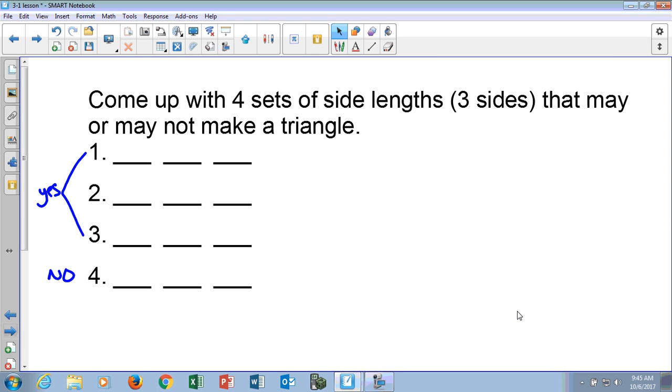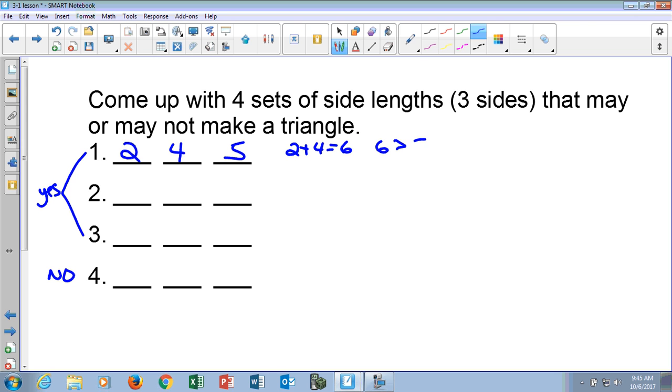All right, let's see here. Joey, give me one of your triangles. 2, 4, 5. Everyone agree that's a triangle? Yeah, because 2 plus 4 is 6, and 6 is greater than 5, which is the longest side. Perfect, that's 1.